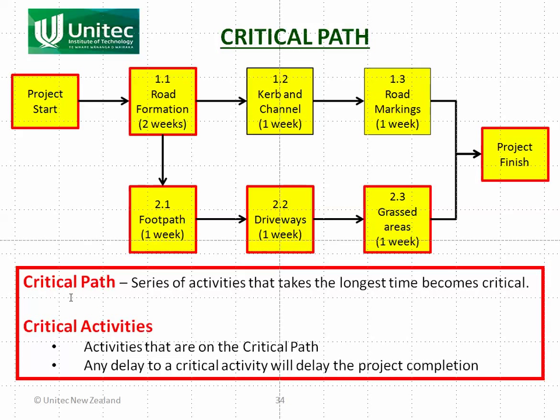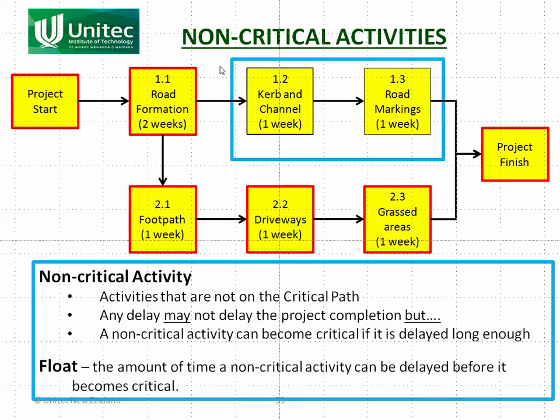So here's the definition. The critical path is the series of activities that takes the longest time. So you've got project start, road formation, footpath, driveways, grassed areas, and project finish. They are the critical path for this particular project, and they are the critical activities. So the critical path is the critical activities all joined together. Notice that there are also non-critical activities, these ones here, 1.2 and 1.3. They are not on the critical path, so they can be delayed by a certain amount and the project finish would not be affected.